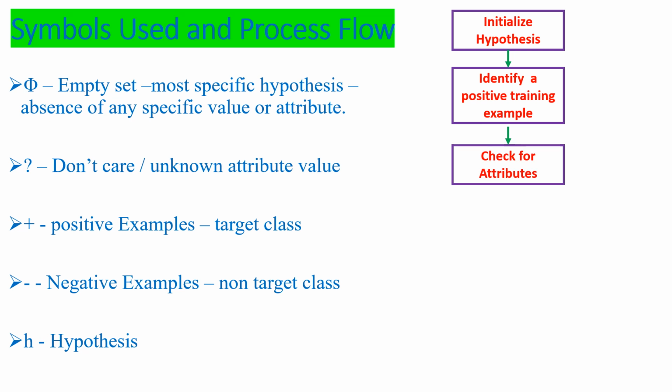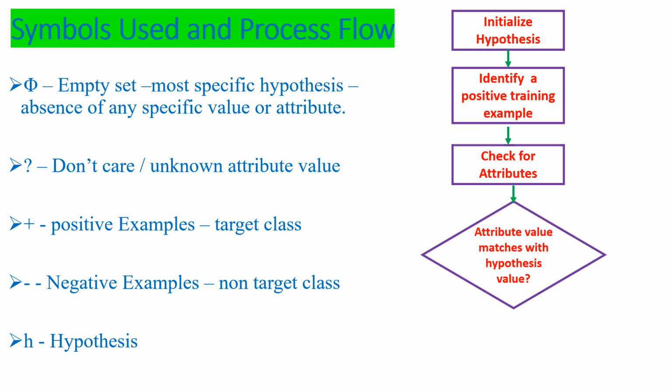And then you have to check each and every attribute, that is the feature value, after considering the positive training example. If the attribute value matches with the hypothesis value, initially we have the null value. After each and every example, once the learning process has started, the hypothesis value for each and every feature varies. So that value will be matched with the attribute value, and we are checking whether the result is yes or no, whether it matches or it does not match.